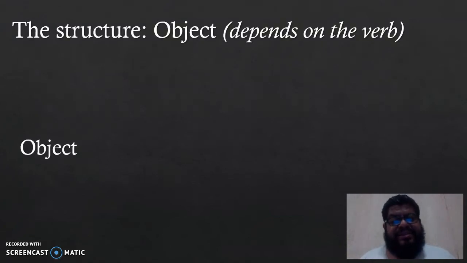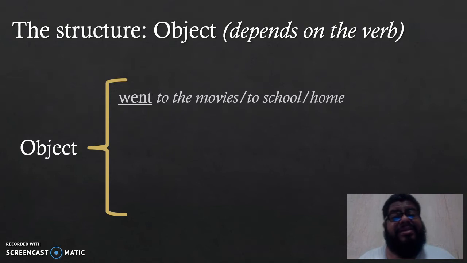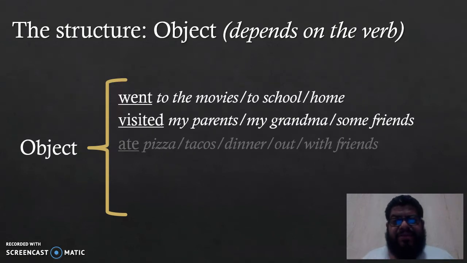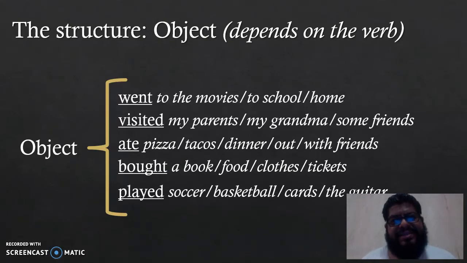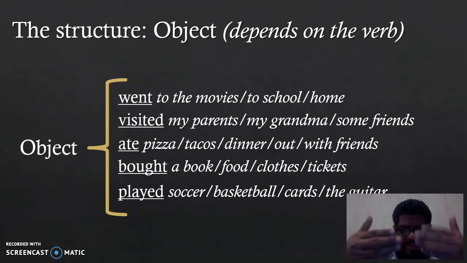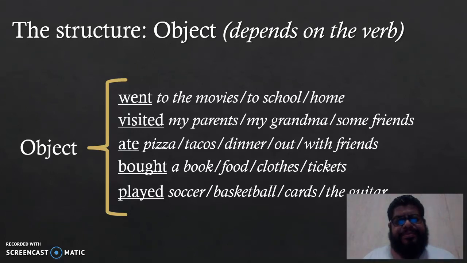The object of the sentence, as the sentence says, depends on the verb. We need to be very careful when we write a sentence: it must make sense. In order for a sentence to make sense, you need to collocate the words properly. For example, here we have some examples. Went to the movies, to school, went home, or maybe went to the park, went to a party, went to an event, or whatever thing you want.